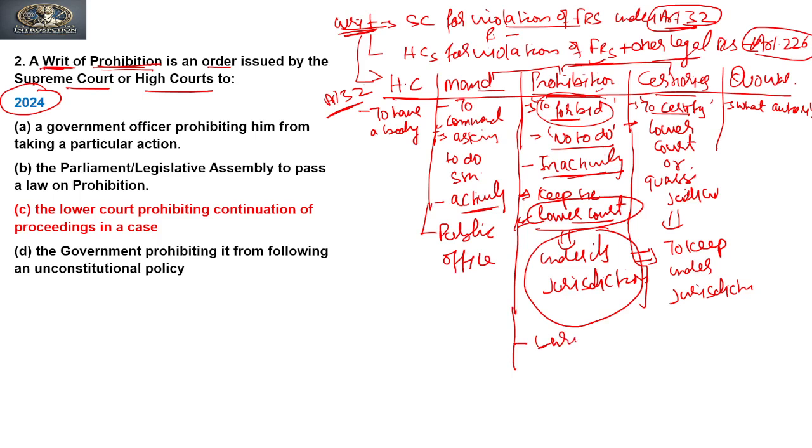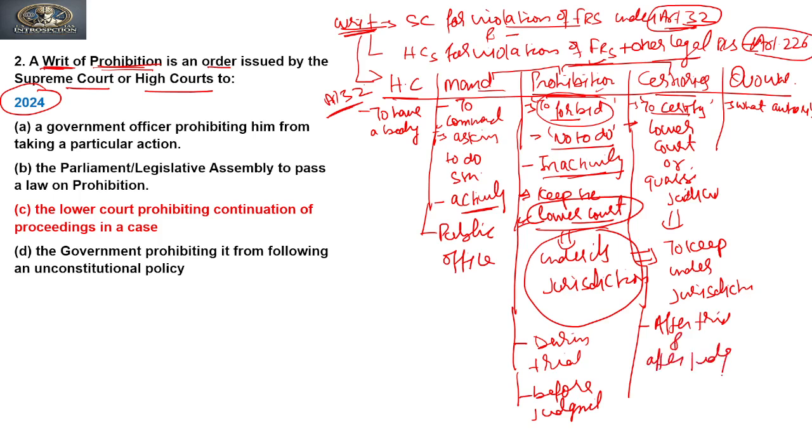Now this prohibition is issued during trial, before the judgment is made, right? Whereas certiorari is issued after the trial and judgment are made, after the judgment is given by the court, right? So this is prohibition and certiorari.